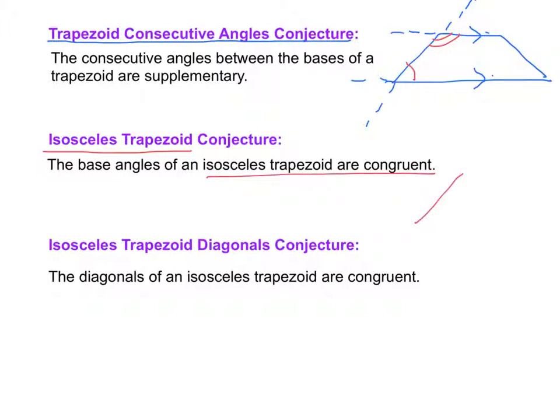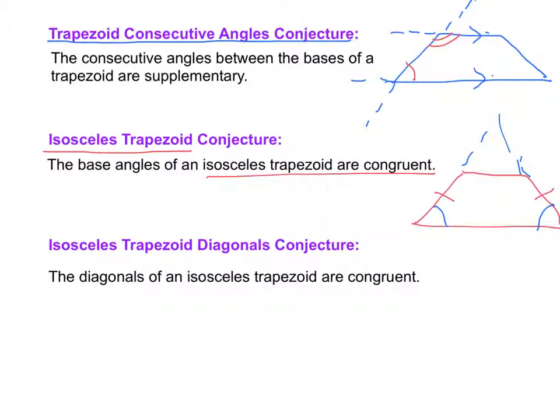So an isosceles trapezoid is any trapezoid in which these two sides are congruent, and you can think of it as sort of a shortened isosceles triangle, in which we know that the base angles are congruent. It's the same thing here for trapezoids.